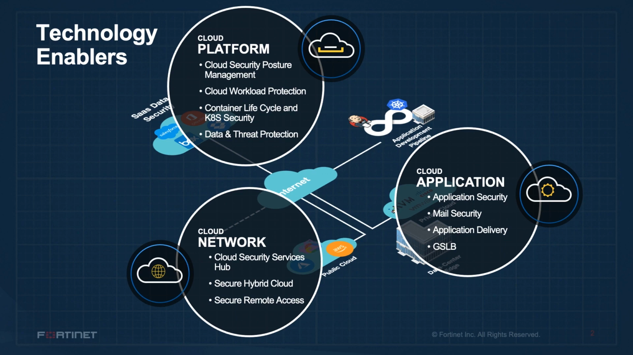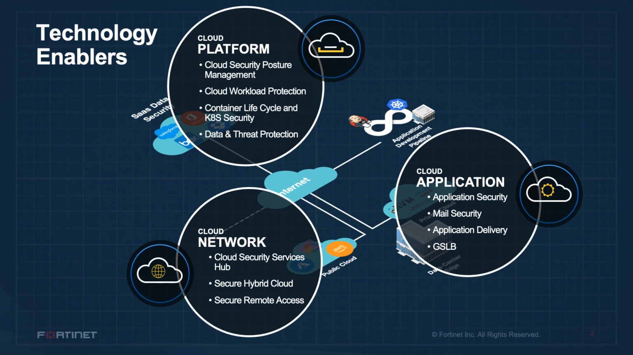The second layer is the platform layer. This layer secures the workloads themselves by providing cloud security posture, evaluating configuration for best practices, regulatory compliance reporting, and analyzing traffic across cloud resources to identify anomalous behavior. This also includes container lifecycle security and Kubernetes security. Last, this layer also secures the data and provides threat protection for SaaS applications, making sure they are safe, monitored, and used only by people meant to.